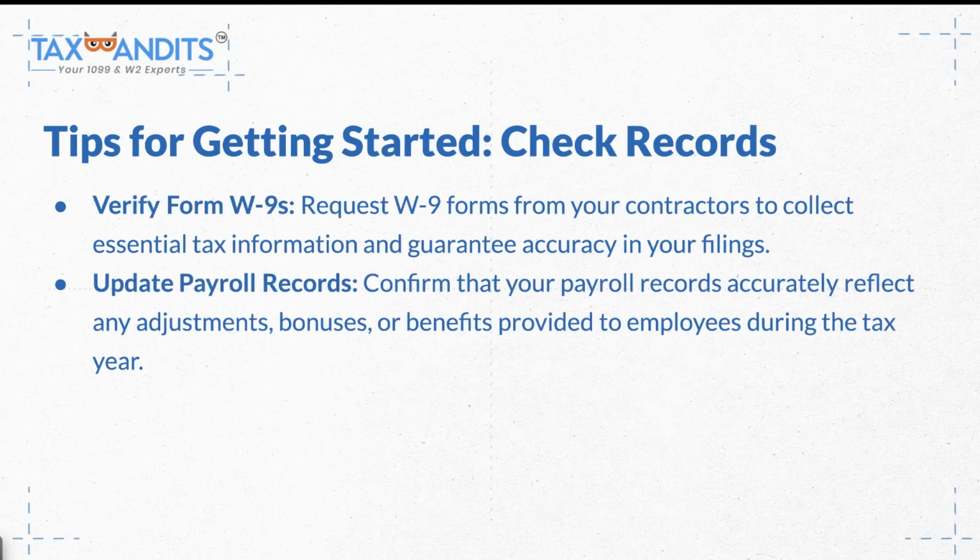You want to go ahead and verify your Form W-9. So you can request your W-9 forms from your contractors to collect essential tax information if you don't already have it, and guarantee accuracy in your filings. Update your payroll records and confirm that your payroll records are accurate and reflect any adjustments, bonuses, and benefits that you've provided your employees during the tax year.